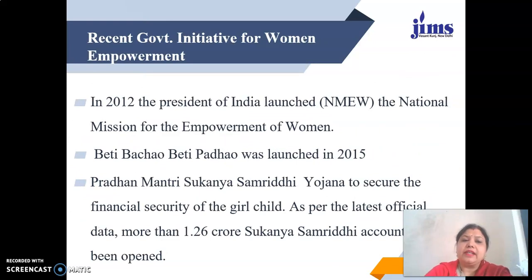There are various recent government initiatives for women empowerment, and these initiatives are as follows. In 2012, the President of India launched the National Mission for the Empowerment of Women. Beti Bachao, Beti Padhao is the mission which was launched in 2015 for girl empowerment. Pradhan Mantri Sukanya Samriddhi Yojana to secure the financial security of the girl child. As per the latest official data, more than 1.26 crore Sukanya Samriddhi accounts have been opened.